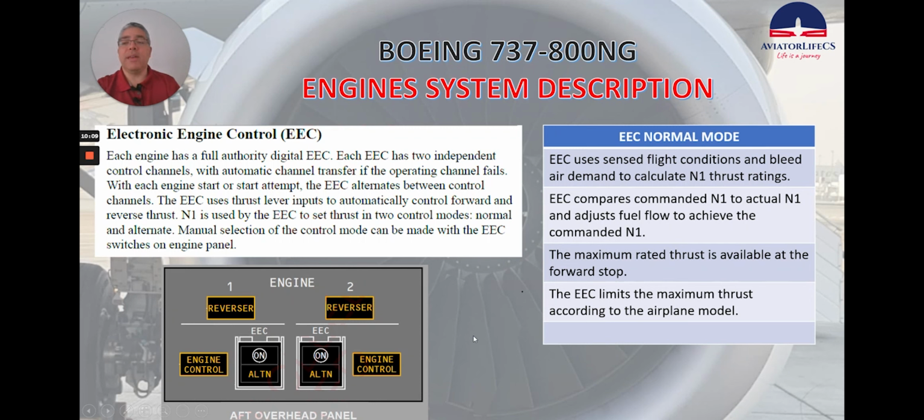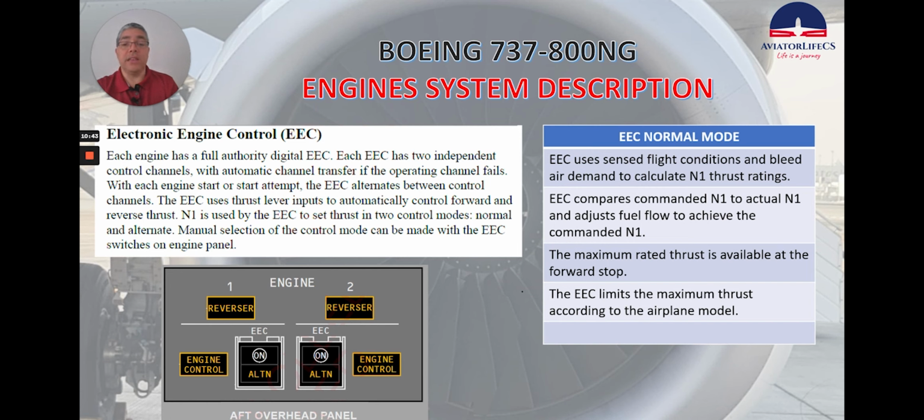Now let's talk a little bit about the electronic engine control, or EEC. Each engine has a full authority digital EEC. Each EEC has two independent control channels with automatic channel transfer if the operating channel fails. With each engine start or start attempt, the EEC alternates between control channels. The EEC uses thrust lever inputs to automatically control forward and reverse thrust.